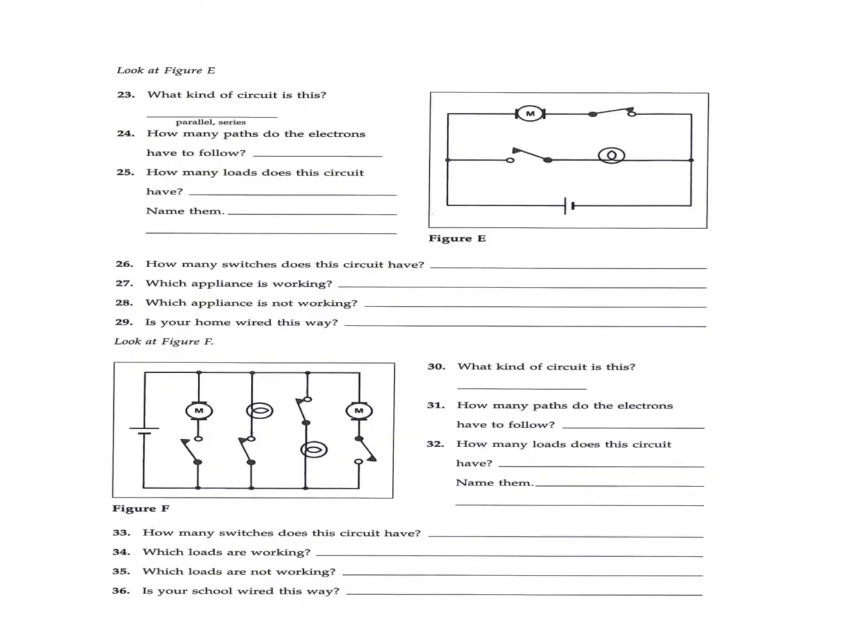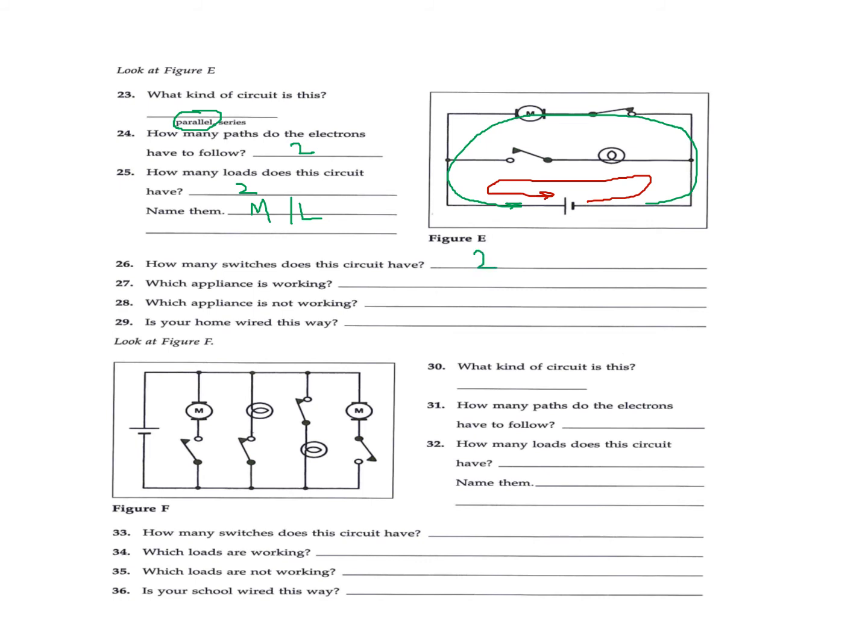If you look at this picture now, do you see how there is more than one path? I could go this way and come back, or I could go this way and come back. So there is more than one way, right? What kind of circuit is this then? It's a parallel circuit. How many paths do I have? Two. How many loads? Two again. Name them. It's motor and light bulb. How many switches does this one have? Two switches.